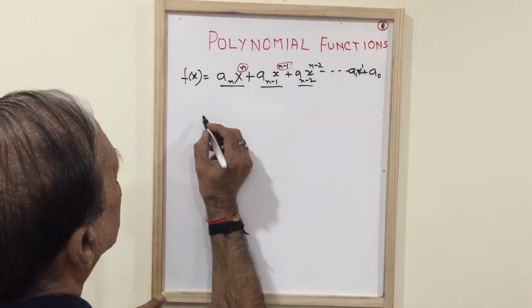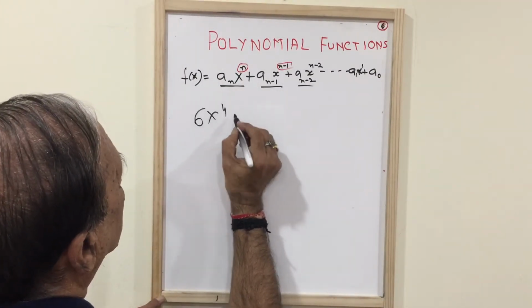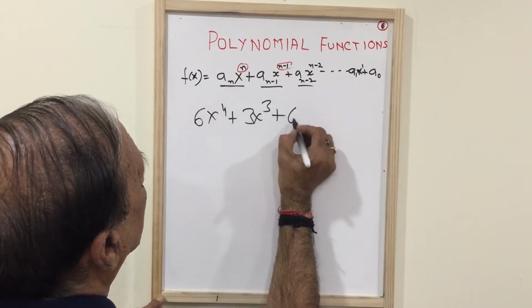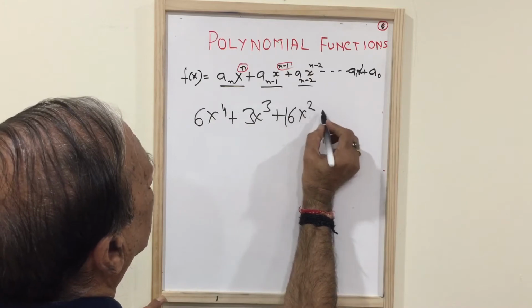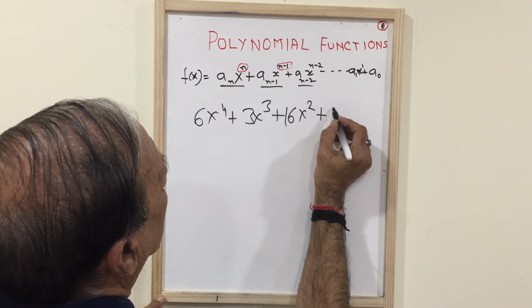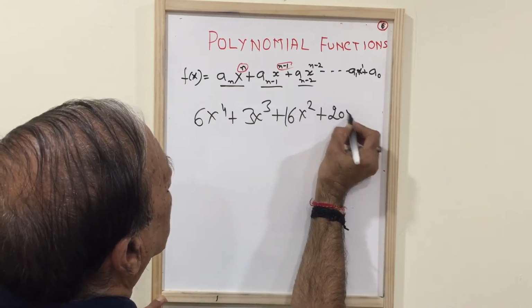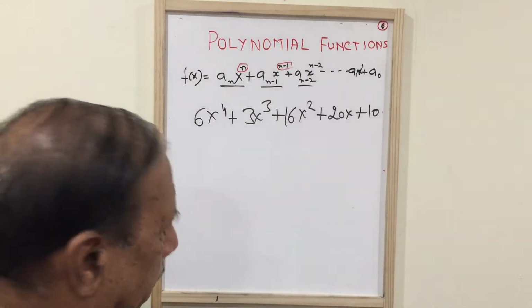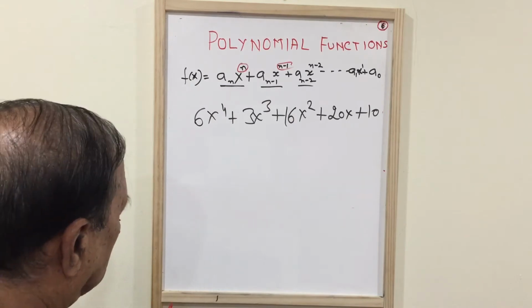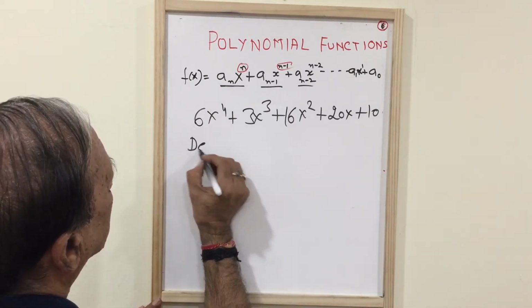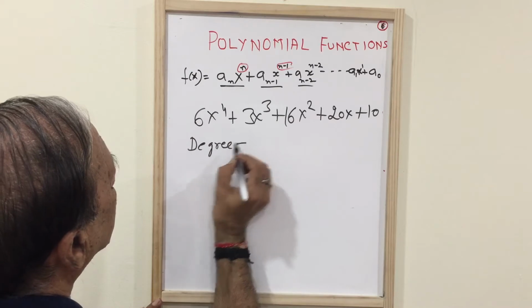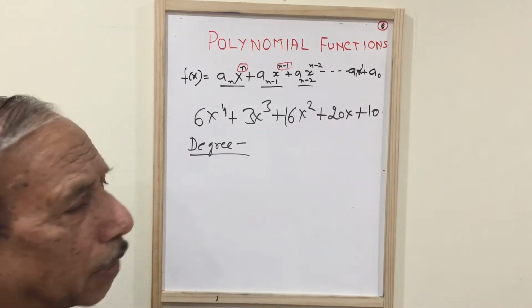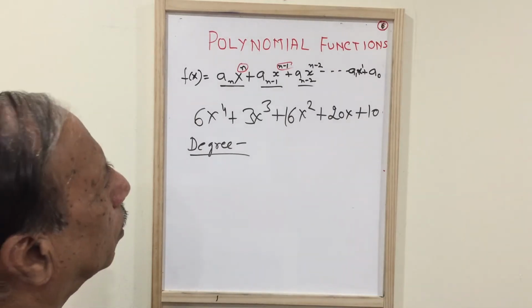I'll take an example: 6x to the power 4, 3x to the power 3, 16x to the power 2, 20x plus 10. So this is a polynomial. In this we have to find out the degree of the polynomial. So we have to see what is the maximum power available in this polynomial.